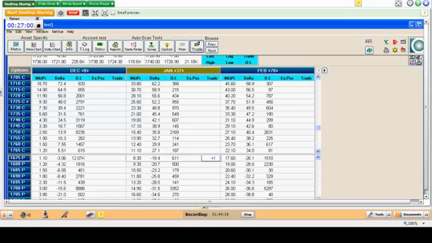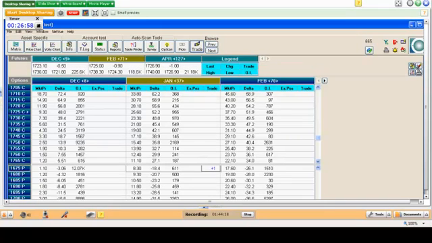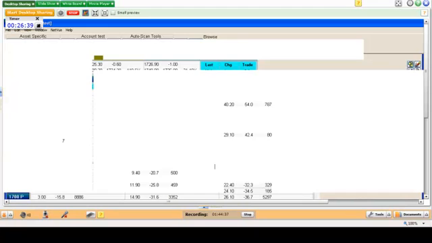Let's see here. I need to get this screen the right size so I can achieve what I need to do. The screen is a little bit too small for me to, let's see, let's do it this way.